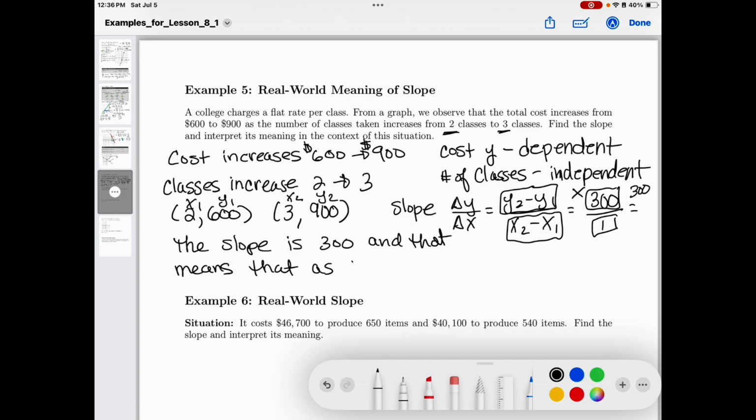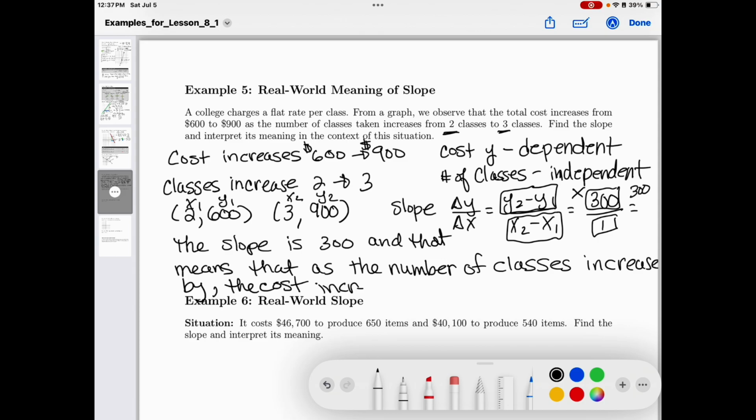that as the number of classes increase by 1, right, because that was the change in x, the cost increases by $300.